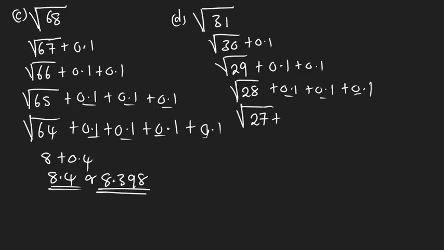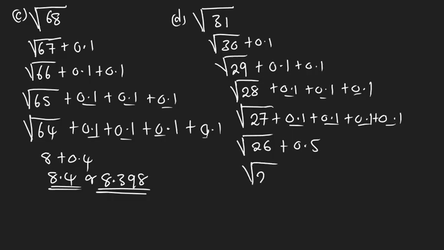So 1, 2, 3, so there will be 4, 0.1, 0.2, 0.3, 0.4. Okay. Then you reduce it again. It's going to be like 26. So this time around we had 4 of them. So say plus 0.5. Okay, we had 1, 2, 3, 4. So this time around 0.5. Then we reduce it to like 25. So this will be plus 0.6. Then this is going to be like 5 plus 0.6, which is going to be like 5.6. And that's the square root of 31.